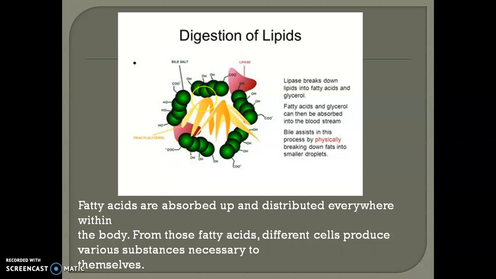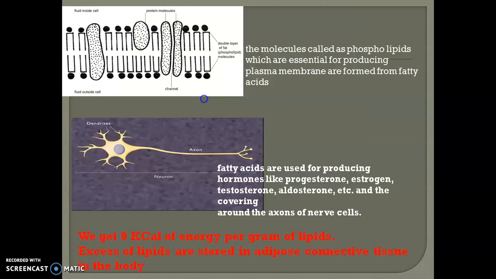Then these fatty acids are absorbed and distributed everywhere within the body, and from the fatty acids different cells produce various substances necessary for themselves. Next to carbohydrate, as we all know, fats are the next source of energy. The molecules called phospholipids, which are essential for producing the plasma membrane, are formed from fatty acids. So apart from energy, phospholipids are required for the plasma membrane. This is the structure within the plasma membrane that is formed from fatty acids.